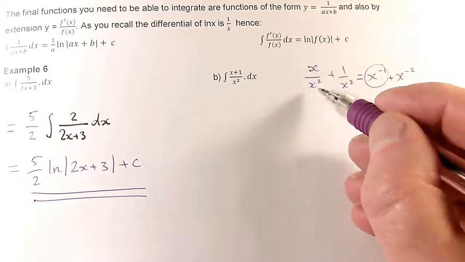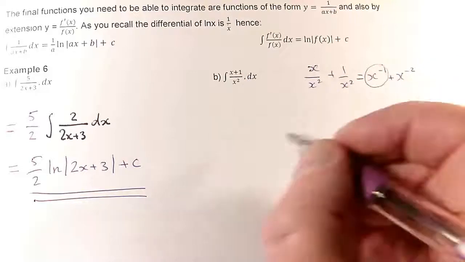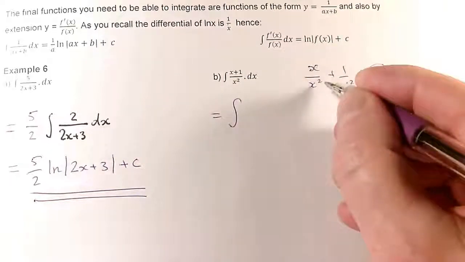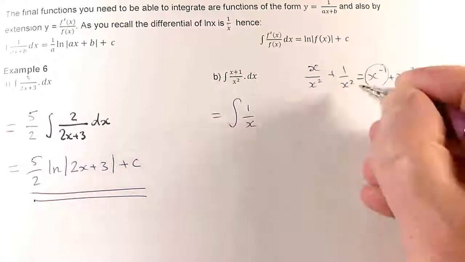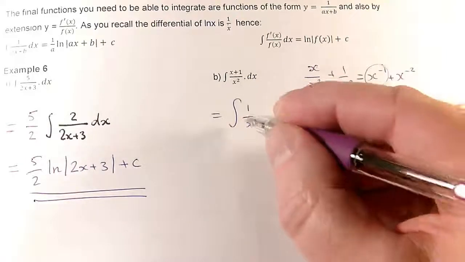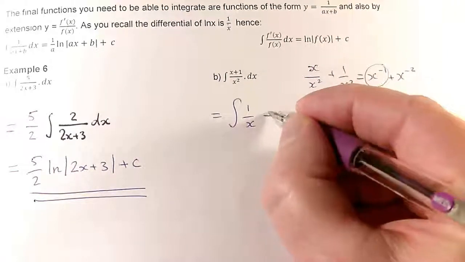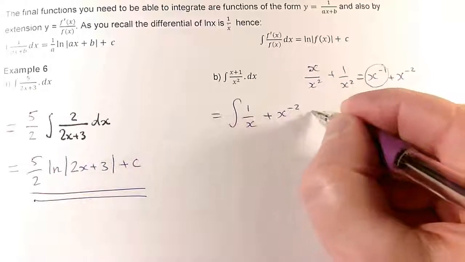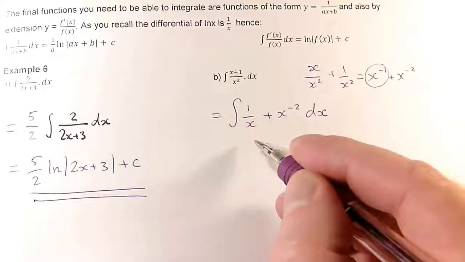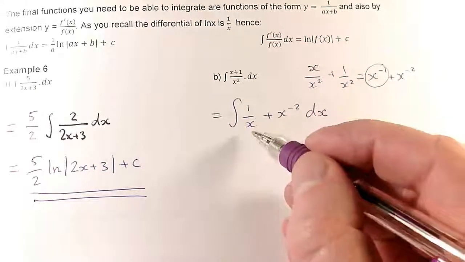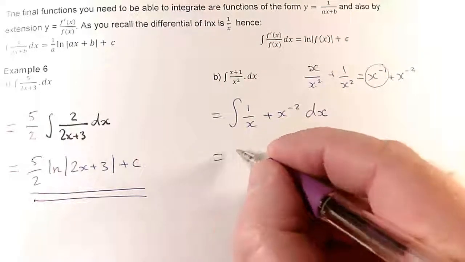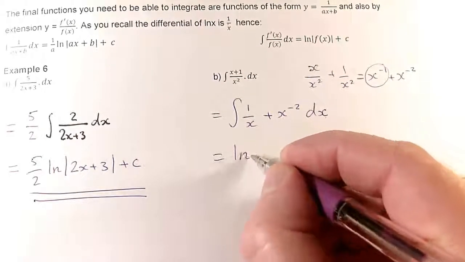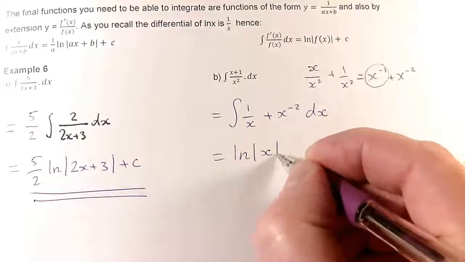In fact, x over x squared, rather than go to x to the power minus 1, I'm going to choose to do that part as just 1 over x. X over x squared and x cancels, so it's 1 over x. And then the other one I am going to have plus x to the power minus 2, and I'm going to have my dx. And I recognise 1 over x. The top is the derivative of the bottom, so the integral is log of modulus of the bottom.